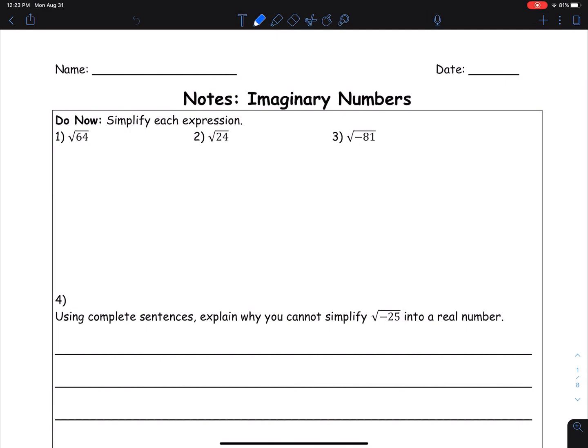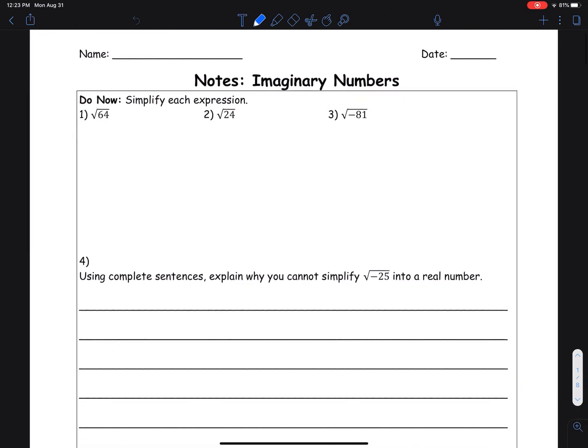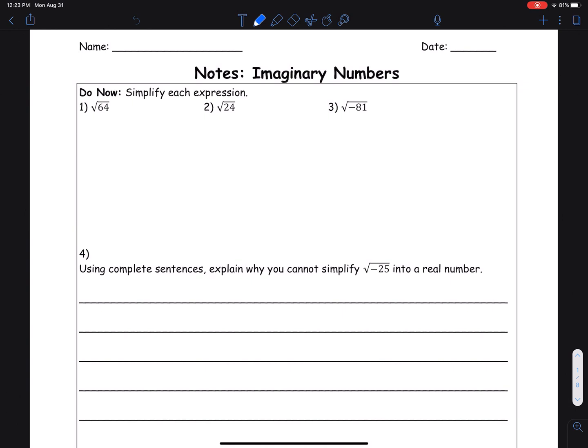Today we are going to go over imaginary numbers. What I want you guys to do is to do now 1, 2, 3, and 4. So that's going to take 2 to 5 minutes. Do those 4 questions, pause the video, and play it once you're done.